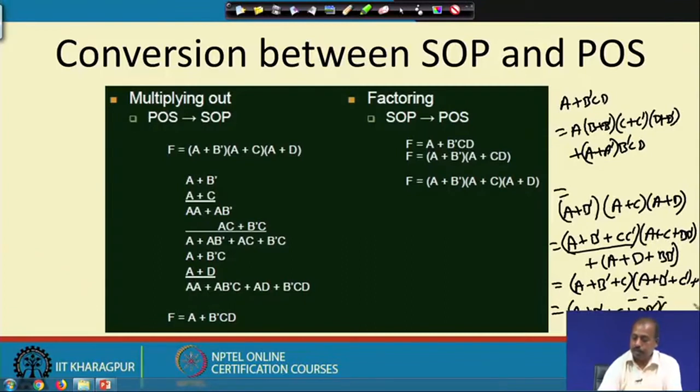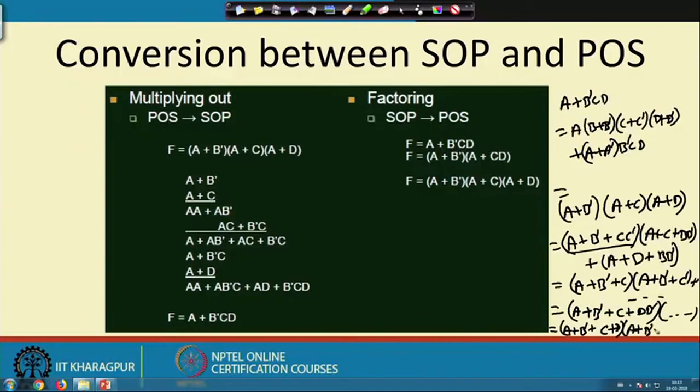Again the same thing will happen for the others, and then it will be rewritten as a plus b bar plus c plus d, into a plus b bar plus c plus d bar, and so on. So, this way you can convert: first you convert from sum of product to product of sum, or product of sum to sum of product, and then if you want to convert to canonical form, you have to expand like that.